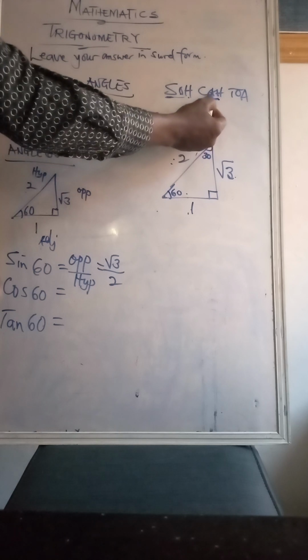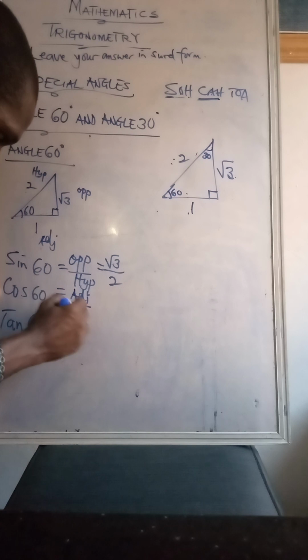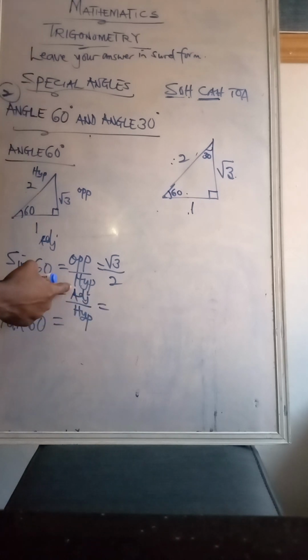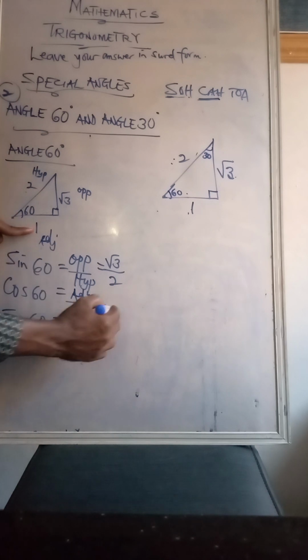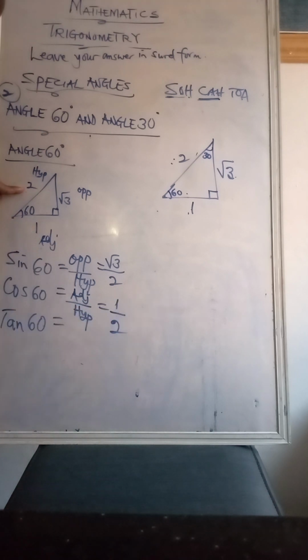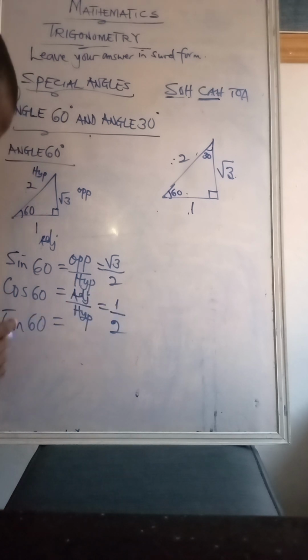Okay, the same thing goes to cos 60, which is CAH. That is A for adjacent, H for hypotenuse. So I have adjacent over hypotenuse. So the adjacent here is 1 from the diagram, 1 over hypotenuse, which is 2. So that means cos 60 is 1 over 2.